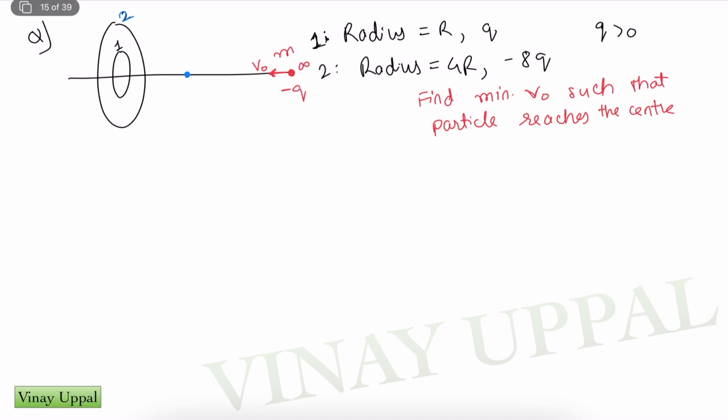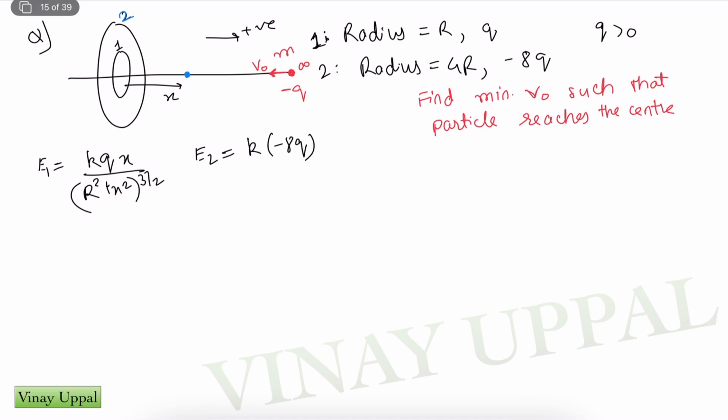Okay, so for the equilibrium position, we'll need the electric field of 1 and 2 to result in a 0 value. So let's say at a distance x, the electric field of 1, let me take right hand side as positive, so electric field of 1 will be towards the right, 1 is positively charged, and that will be kqx divided by (r square plus x square) raised to 3 by 2. And electric field due to ring 2 would be k, the charge is minus 8q times x divided by, now radius is 4r, so (4r the whole square plus x squared) raised to 3 by 2.